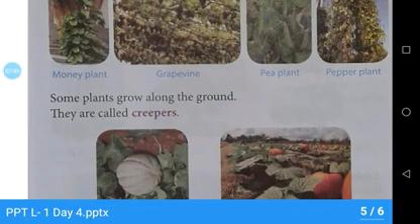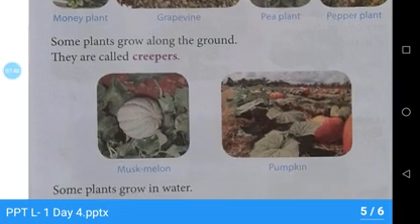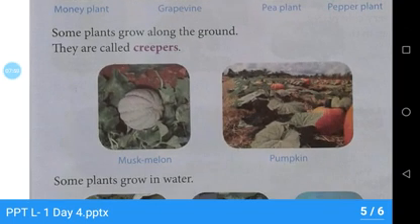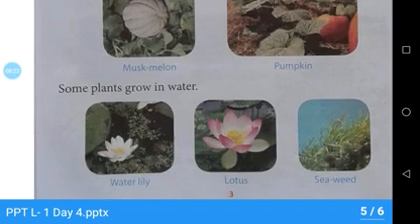Now let us go to next. Some plants grow along the ground. They are called creepers. Muskmelon, pumpkin are creepers. Now I have shown you in the video watermelon and pumpkin and so many. But this is muskmelon. Muskmelon in Marathi is known as kharboos. This fruit is orange from inside. When it is ripe fruit, it is orange and it is sweet to taste. Good for our health also. So it is muskmelon. Both are creepers.